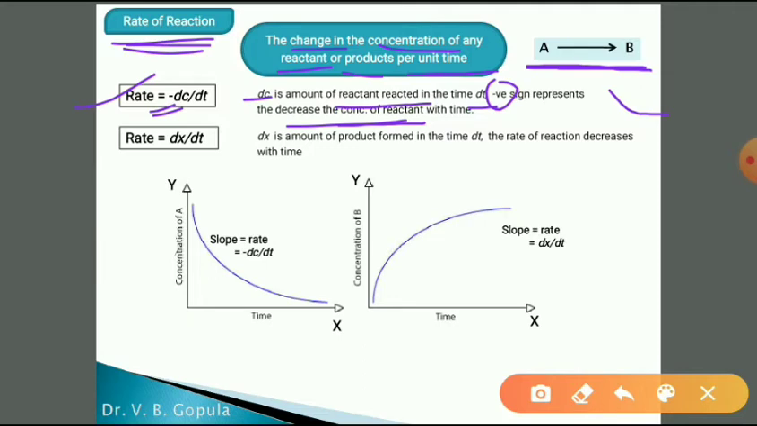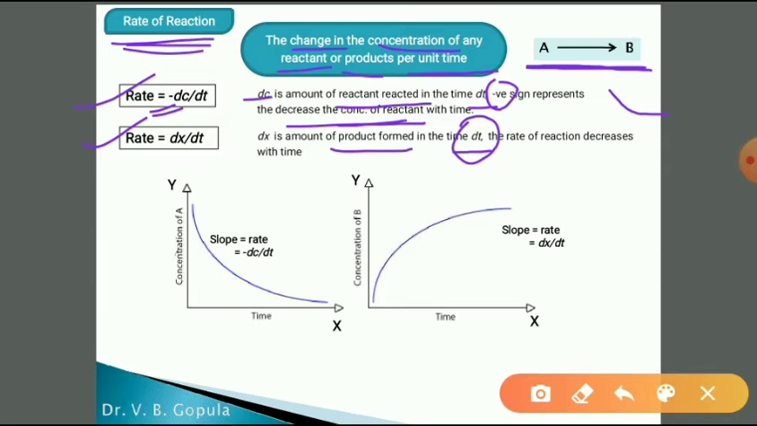So the rate of the reaction is given by minus dc upon dt, where dc is the change in the amount of reactant reacted in a small time, delta t. Another way, this rate of the reaction is also given by dx upon dt. Here dx is nothing but the product formed during the time dt. So dx is the amount of product formed from the reactant in time delta t, that is a small amount of t.